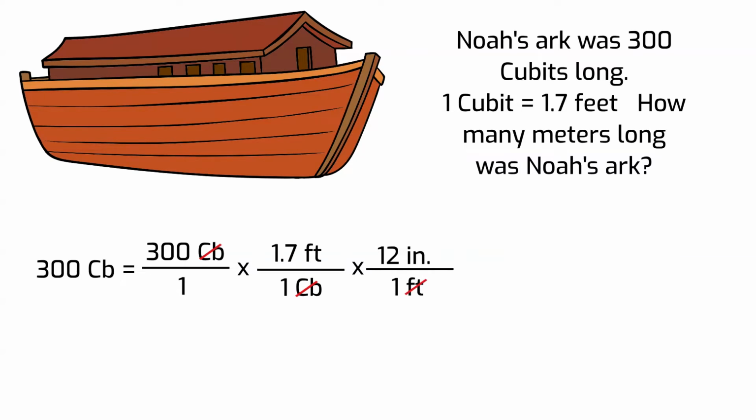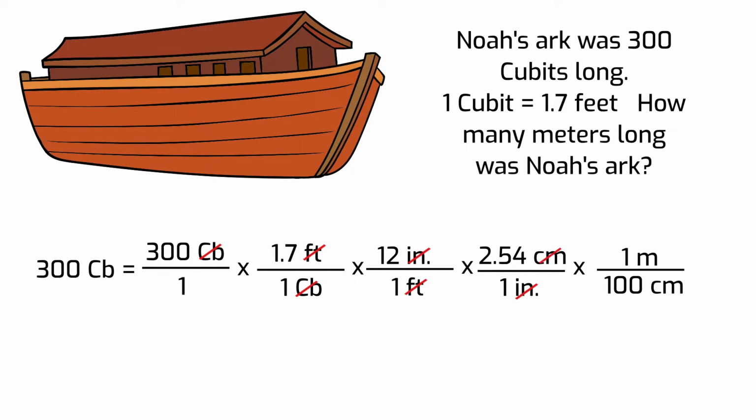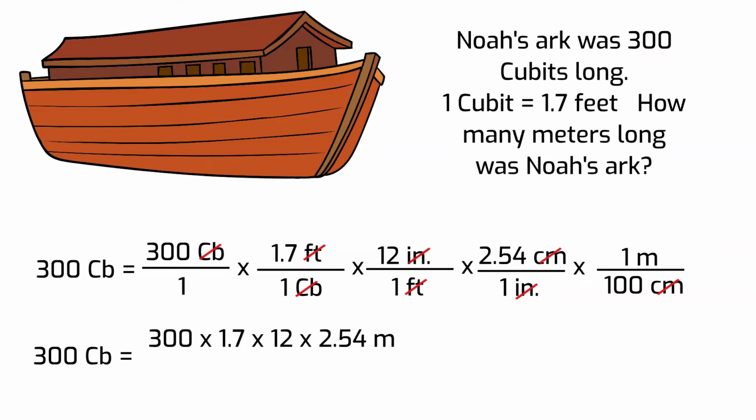And now we're going to move into the metric system by converting inches into centimeters. So we'll multiply by 2.54 centimeters is the same as 1 inch, with 1 inch in the denominator, which allows us to cancel out inches as a unit of measure. Now we're going to go from centimeters over into meters by multiplying times 1 meter over 100 centimeters. So we can cancel out centimeters in both the numerator and the denominator. So now all we have to do is plug in the calculations. 300 times 1.7 times 12 times 2.54 divided by 100 is going to equal about 155.5 meters as the length of Noah's Ark.